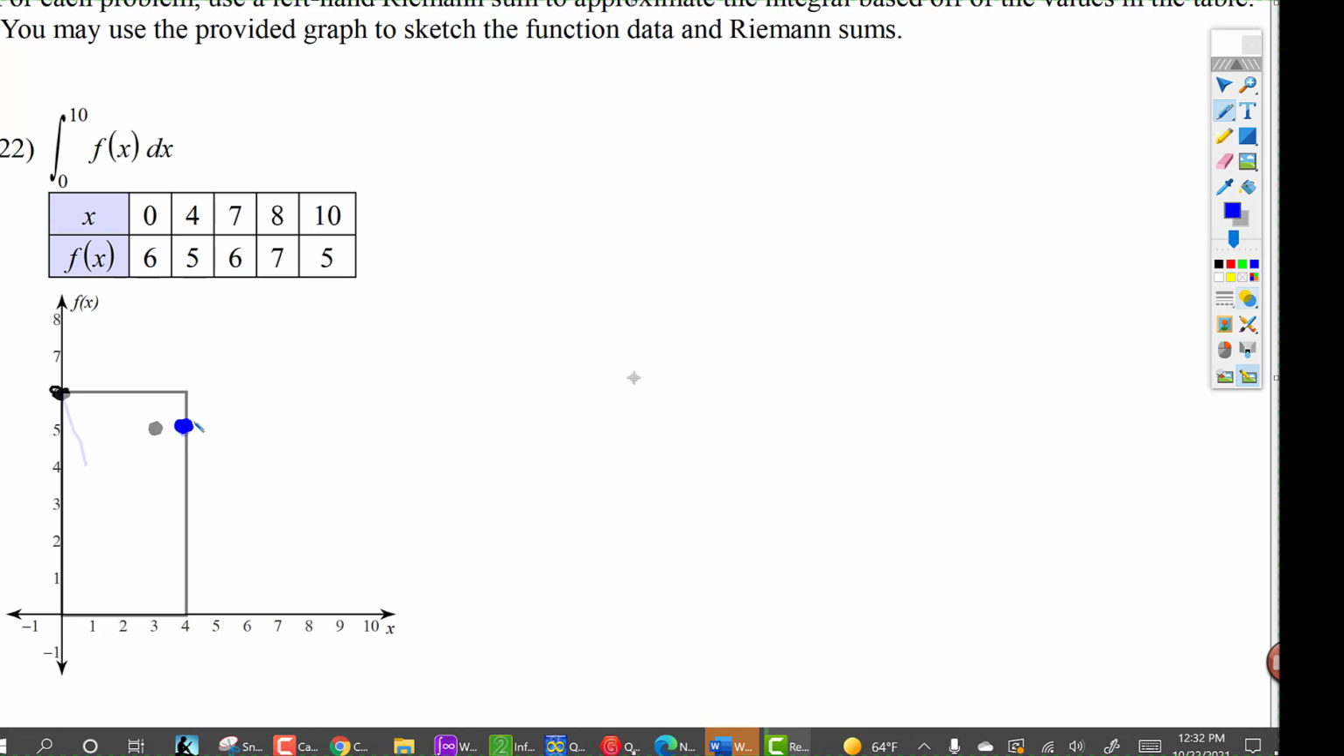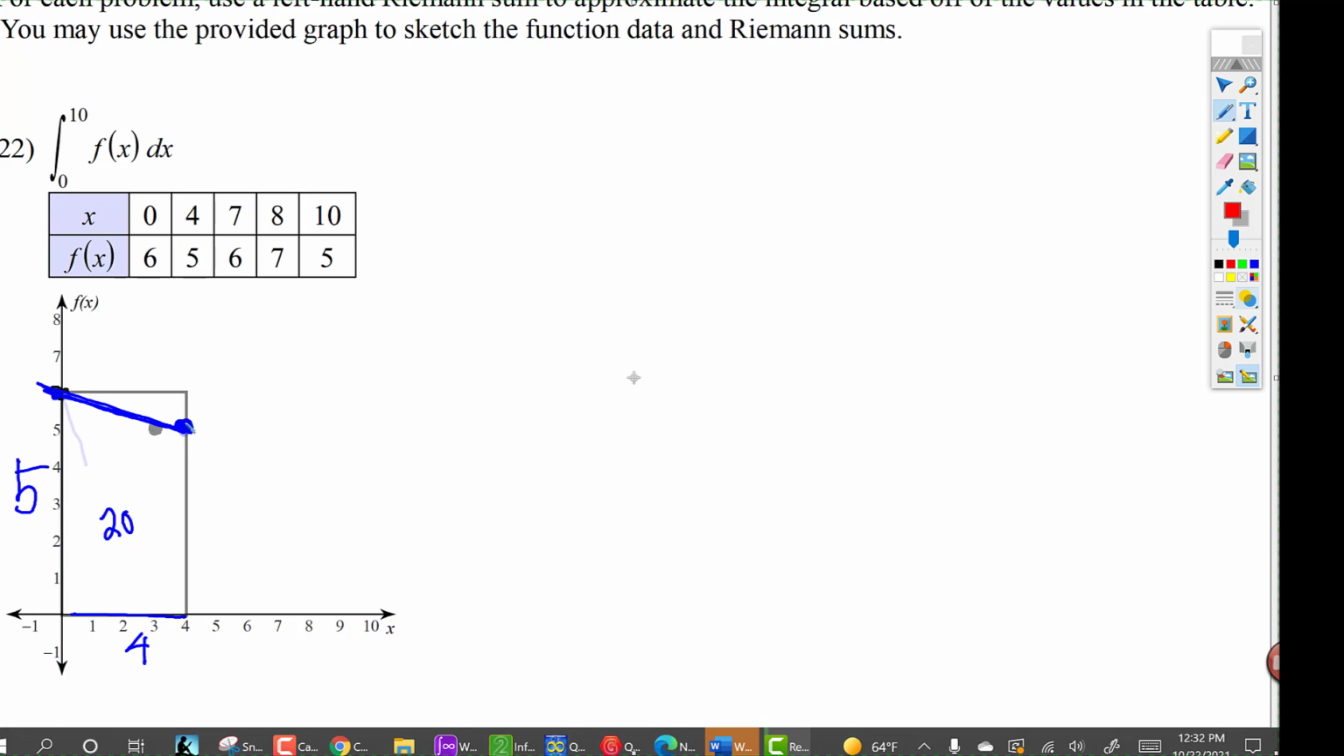But what we care about is, so that line is doing something like that. But what we care about is using this. So we know this height is 5 and this base is 4. So 5 times 4 is 20. That's the area of that rectangle. Okay? Then at 4 we know we're at, let me change the color.